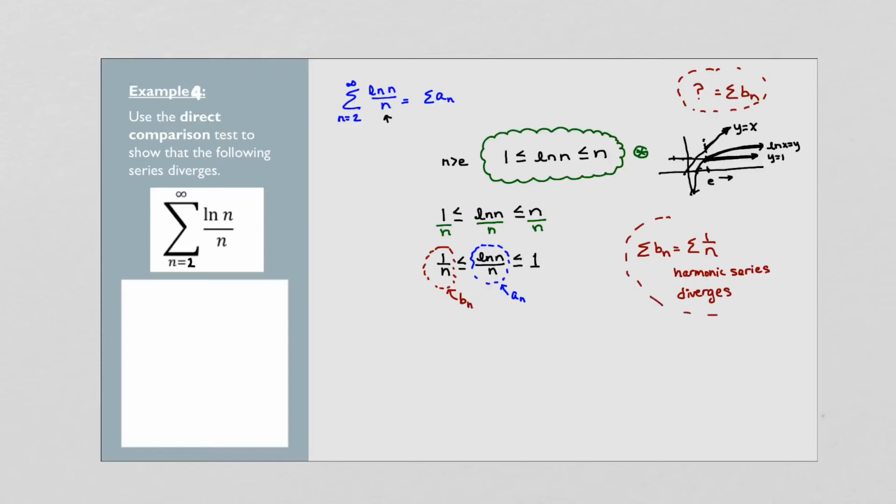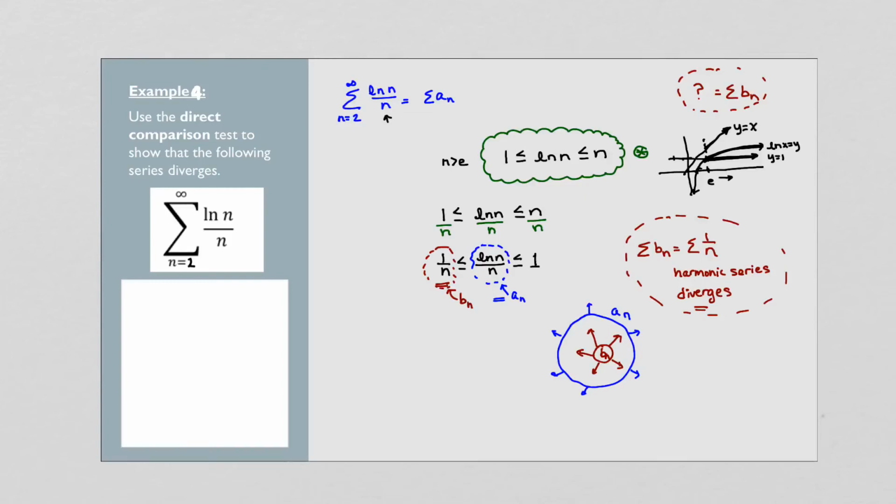And so, let's get our picture going. If we have a series b sub n that is smaller, so it's inside, it's smaller than another series a sub n, so a sub n is larger than it. And we know for a fact that b sub n is a series that diverges. That tells us, by consequence of the direct comparison test, that a sub n must also diverge. So, the conclusion works for us.